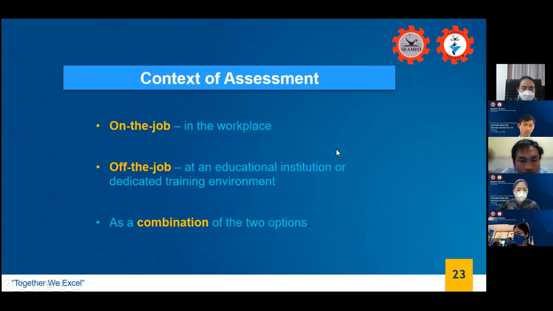You have to state, if you know your students are in the latter part of the semester, then they will be assessed in the workplace. If it is only the beginning part of the semester, then it will be off the job. And if you really are towards the latter part, then you have either a combination of both, on the job and off the job. Is this clear?